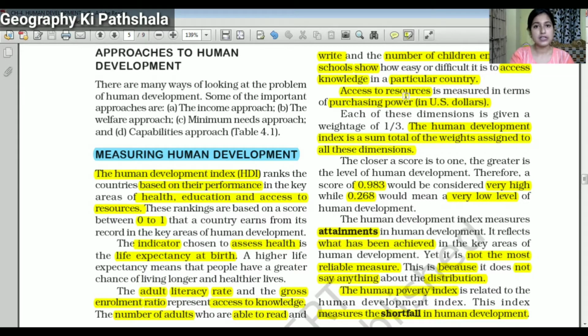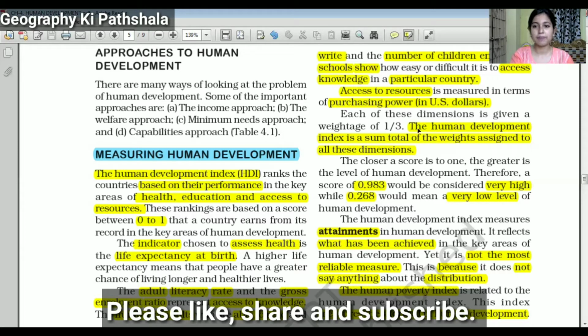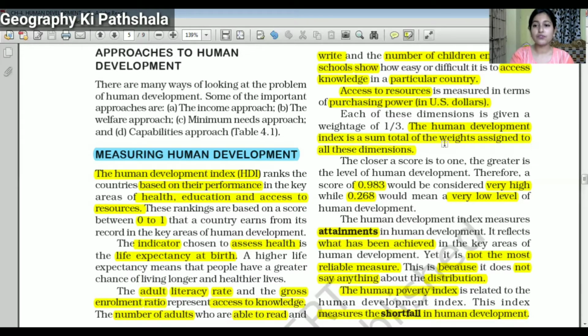The third key area is access to resources. It is measured in terms of purchasing power, basically in US dollars. So these are the three dimensions, and the weightage of all three is one third each. And the Human Development Index is a sum total of the weights assigned to all these dimensions.